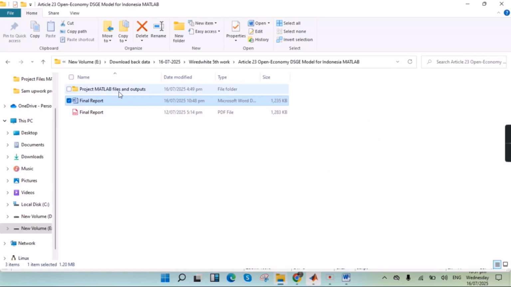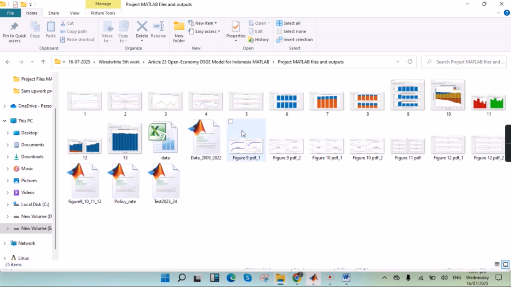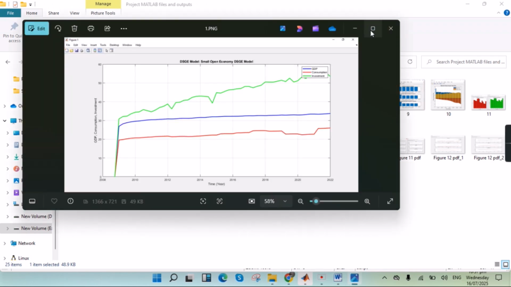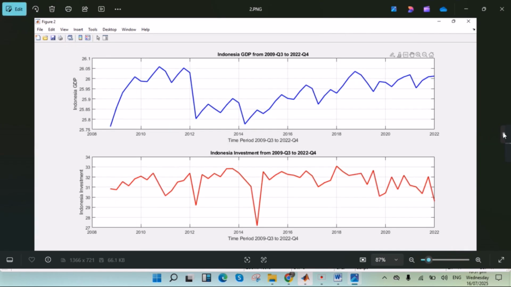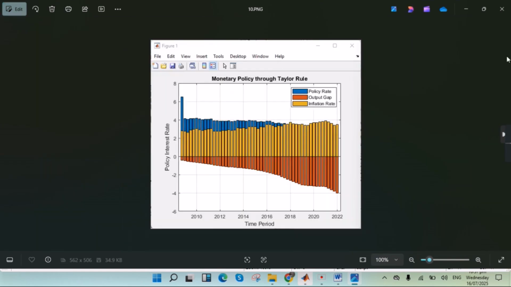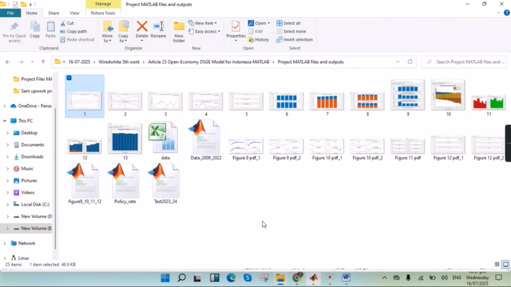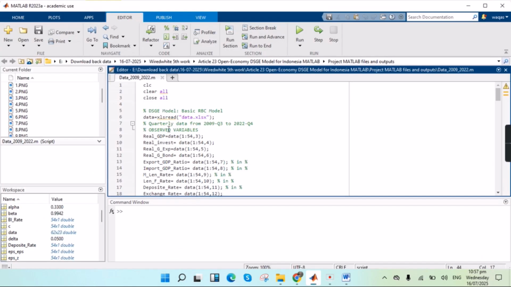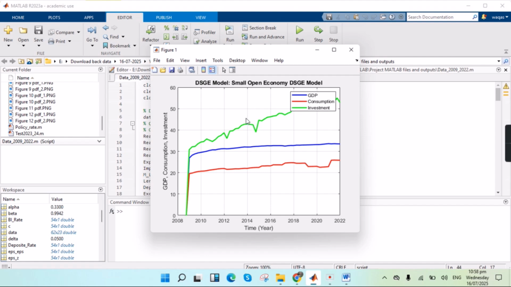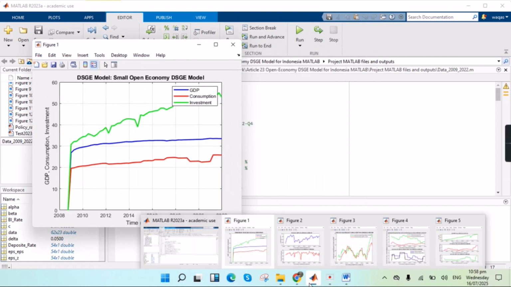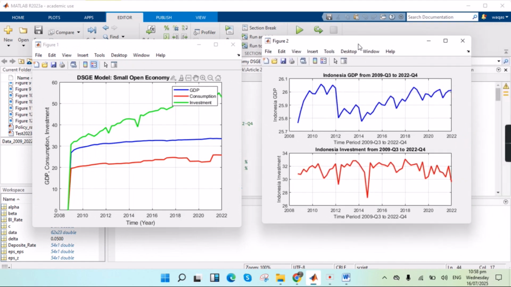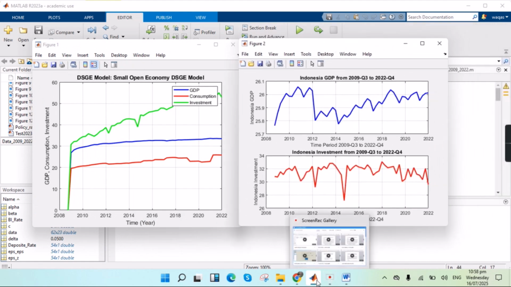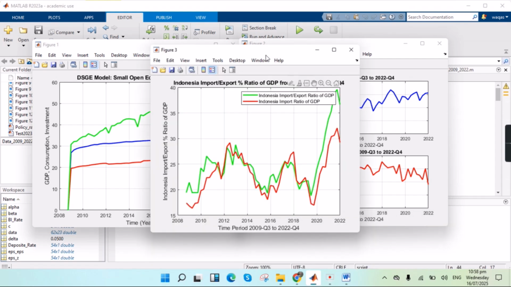Let me also show you the MATLAB files. These are the MATLAB files, and these are the outputs I have added, with data from 2009 to 2022. When I run this model, I got these different output results based on the Indonesian GDP from 2009 to 2022.